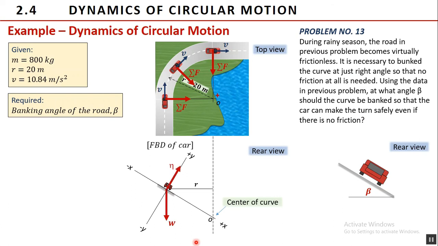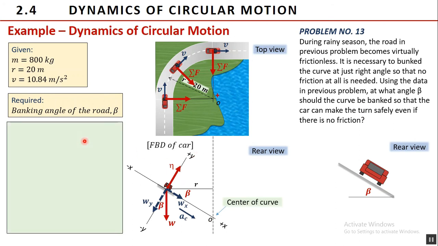We resolve the weight in terms of x and y components, w sub x and w sub y. The angle between w sub y and the weight is also equal to the banking angle. So this is also beta. And the angle between the radius and w sub x is also beta. We label also the centripetal acceleration of the car, that is, always towards the center of rotation. Now that we have fully analyzed the problem, let us begin the solution.